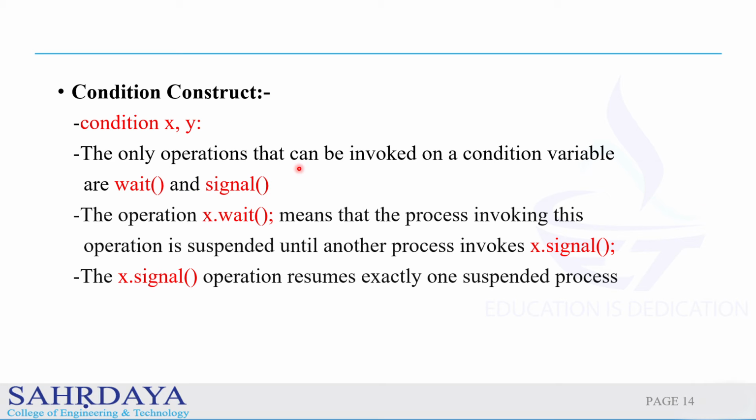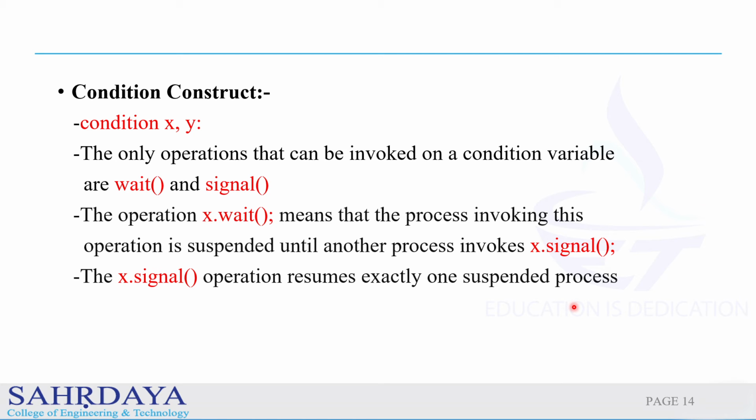We have used wait and signal in semaphores, so in monitors also we will be making use of them. That's the main reason we are using wait and signal, since we have used them in semaphores. The operation x.wait means the process invoking it is suspended until another process invokes x.signal. And the x.signal operation resumes exactly one suspended process.